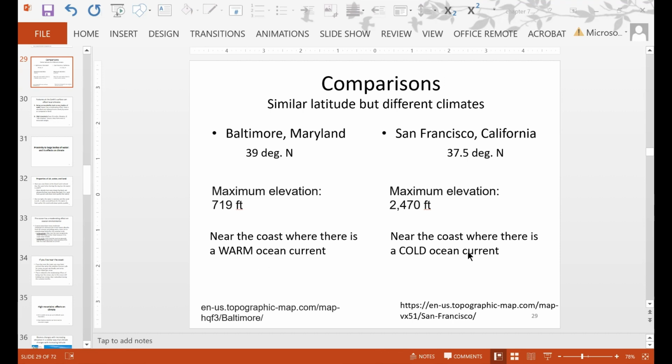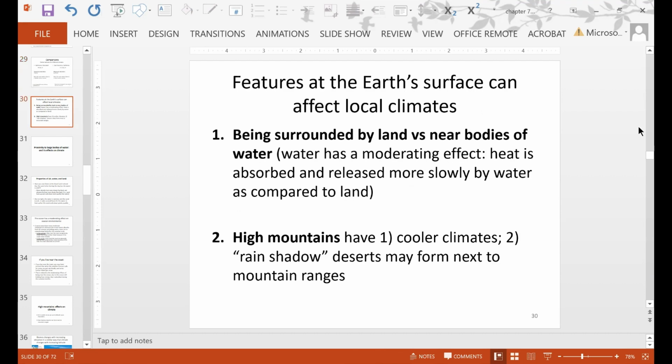I would say mostly it's related to the ocean current. So features at the Earth's surface can affect local climates, and you have mountains as well as proximity to water versus being inland.